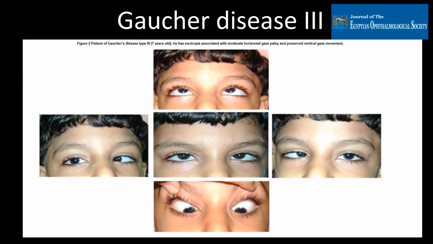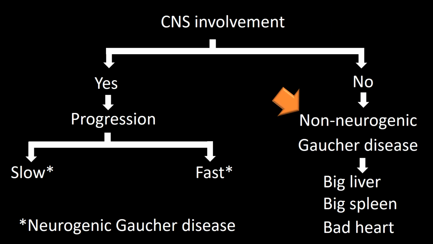Gaucher type 3 may present in older patients with horizontal gaze palsy and preservation of vertical gaze. Acid phosphatase in serum may be increased in all patients with Gaucher disease, and it may be useful in questionable cases to obtain it when there's a significant degree of suspicion. Non-neurological Gaucher also exists. It courses with a large liver, large spleen, and a large heart. This is an important disease to consider because it's treatable.